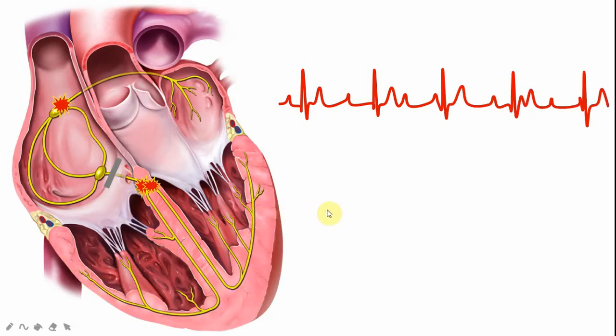But some people can argue that, well, this is the block between the atria and the ventricle, so we are calling it atrioventricular block. That is absolutely justified. Personally, I prefer to call it a heart block rather than atrioventricular block.